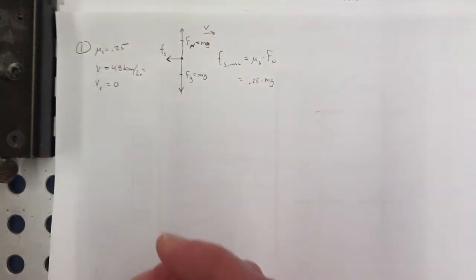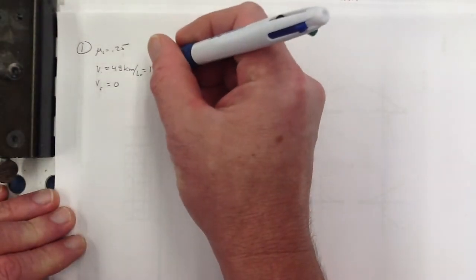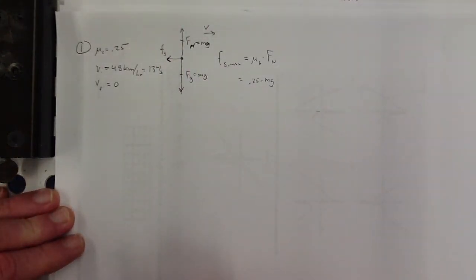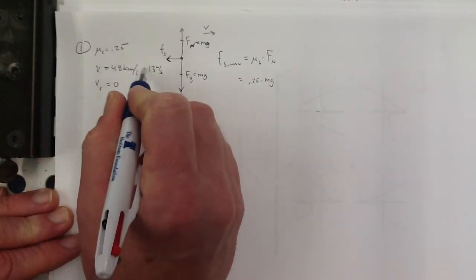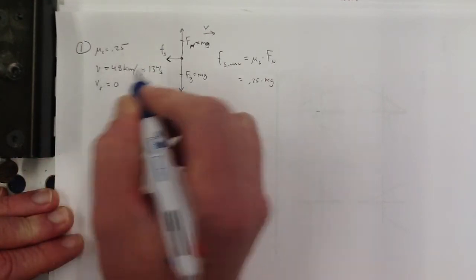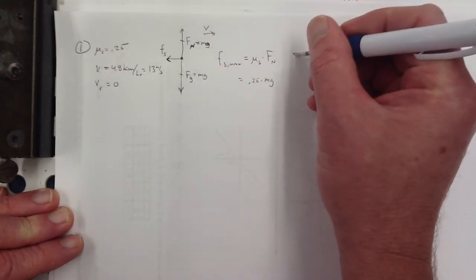Well, first of all, 48 kilometers per hour, that is 48,000 meters in 3,600 seconds. It's about 13 meters per second. All right, so if you want to bring this to rest, we have one more step to do here.